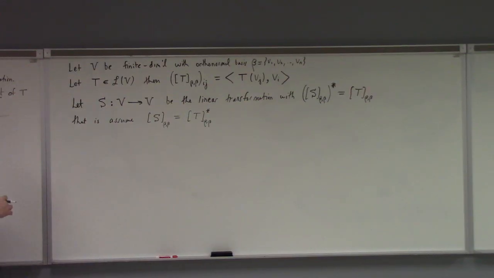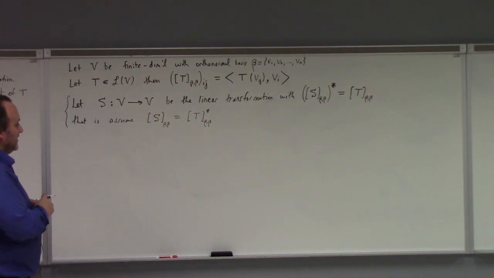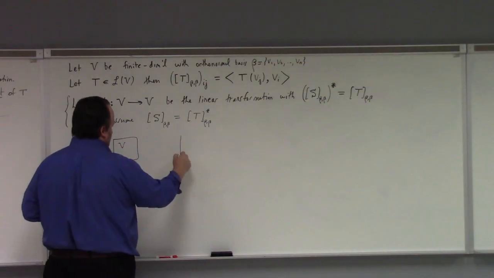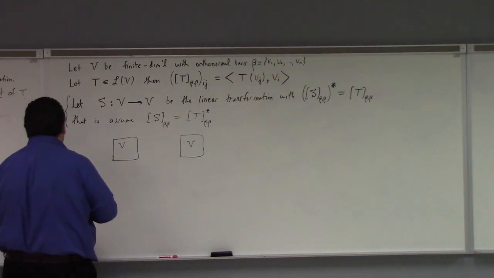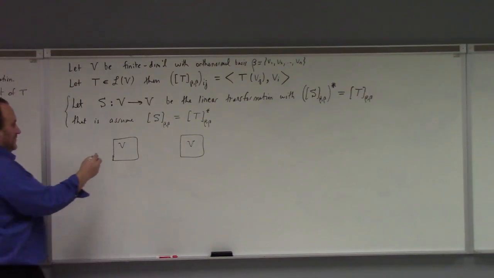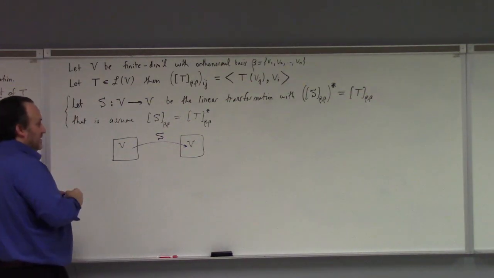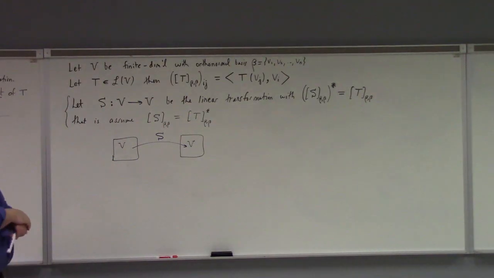Now, I'm not super happy with this construction. Can you guys help me out? How can we make this a little bit more concrete, right? Let's think about this. We've got V, and we've got V. I'm trying to define S, that goes from here to here, and I want the matrix of S to be this.